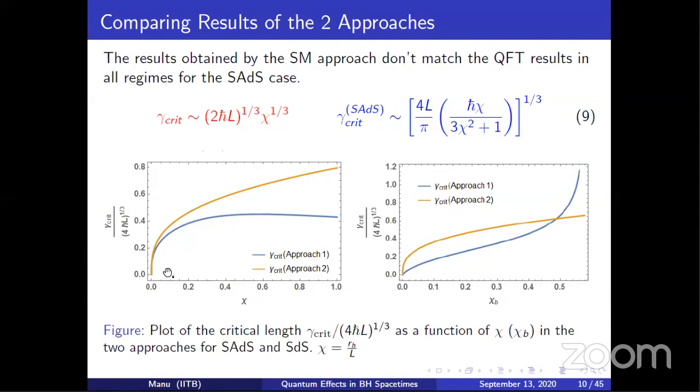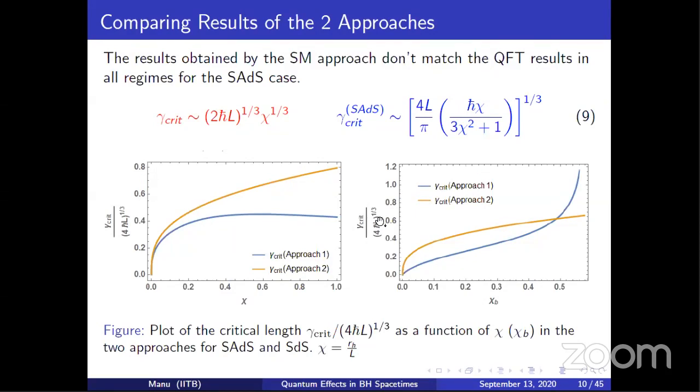Whereas for the Schwarzschild black hole in AdS spacetime, we see that both the results match only for small black holes, for R_H by L very close to zero. We have made a lot of approximations in the analysis, and our results are not accurate up to order one prefactor. So the important thing to note is that both the analyses predict the same order of magnitude.